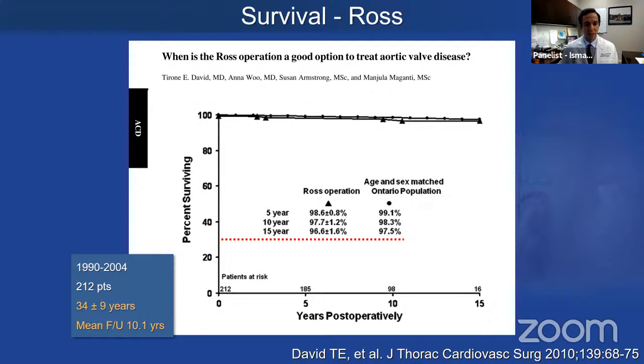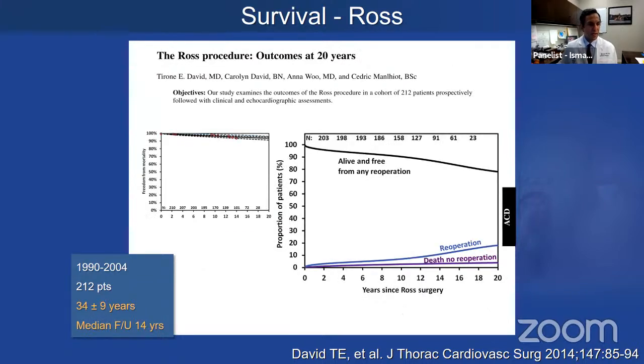And if you look at 15 years, the survival was exactly identical to the Ontario's age and sex matched general population. In fact, 4 years later, they updated the series with now a median follow-up of 14 years, so pretty long-term follow-up. And again, survival here on the left side, exactly identical to the general population.